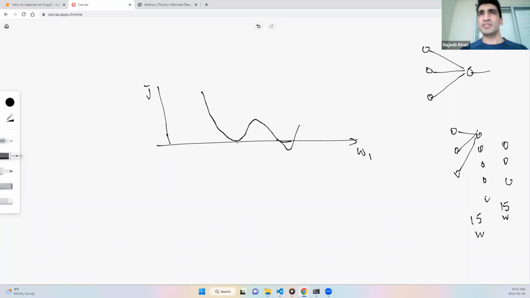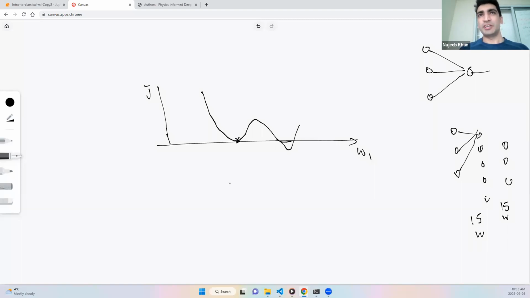So in this case, you can get stuck in this local minima, because on the left it's higher, and on the right it's higher as well. So there is more chance that you will get stuck in here.